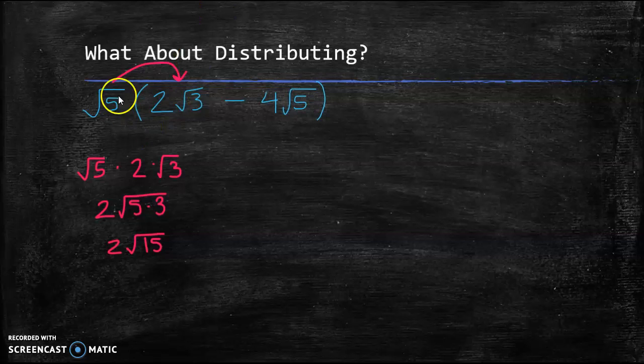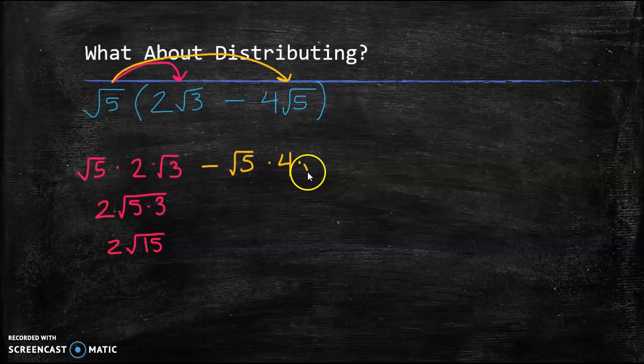I'll go ahead and switch colors, and let's take that square root of 5 and multiply it to the second term that's inside the parentheses. I do have a minus, and I have a coefficient of 4, and then I have the square root of 5 and the square root of 5. All of that's going to get multiplied together.